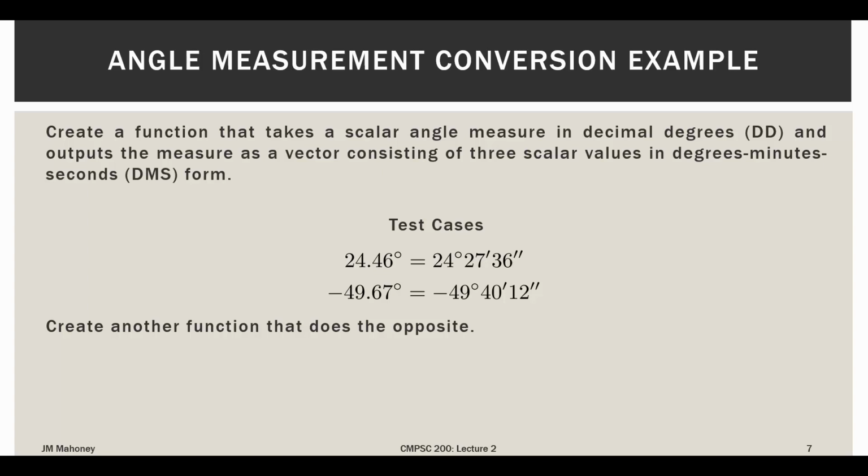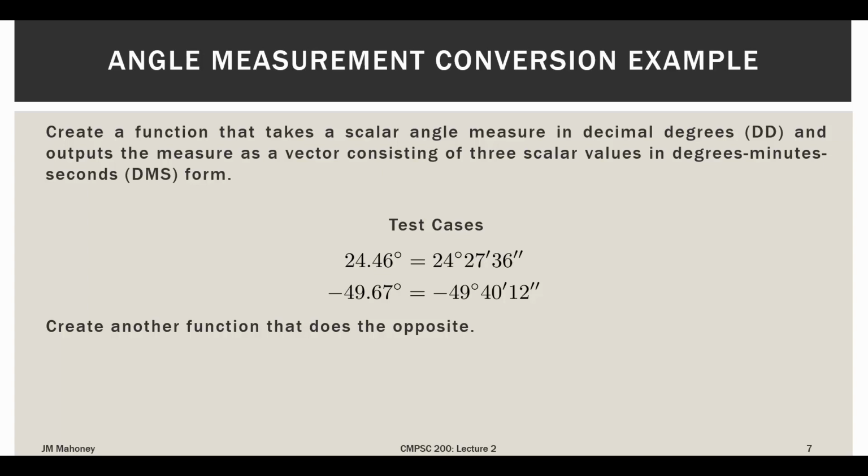In this live example, we are going to create two functions that are going to do the opposite effect of each other. The first function is going to take an angle measure in decimal degrees, like we see on the left-hand side of the two test cases, and it will make a conversion into the degrees, minutes, seconds form, DMS form, like we see on the right-hand side.